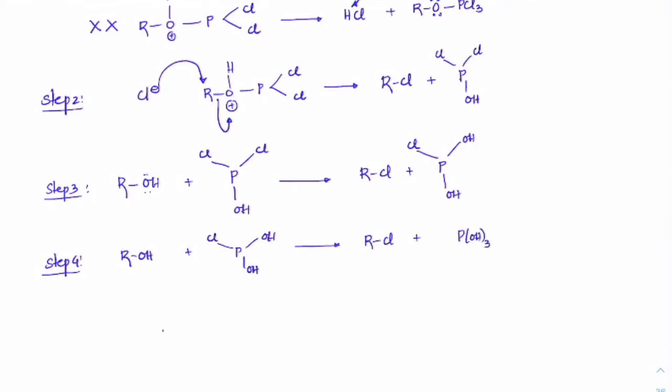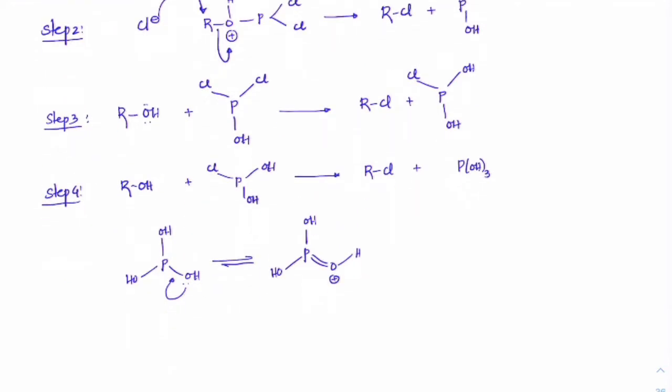Usually P(OH) thrice does not exist this way. P(OH) thrice will undergo tautomerism, which means the lone pair here will form a double bond with phosphorus, and I hope you guys can remember the reason, because P double bond O is a very stable bond. So now phosphorus will get a negative charge on it, so it will take this proton and becomes P, HO, double bond O and H. So what is this one? This is phosphorus acid.